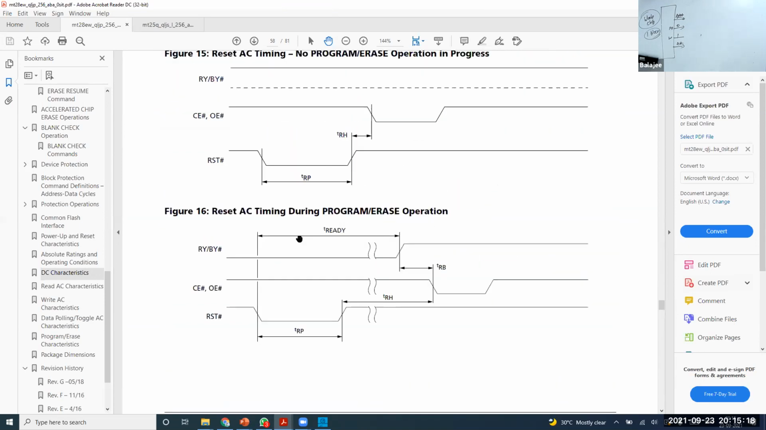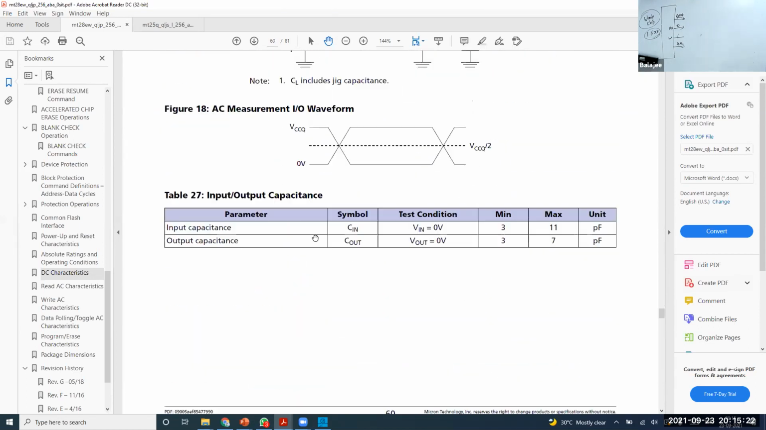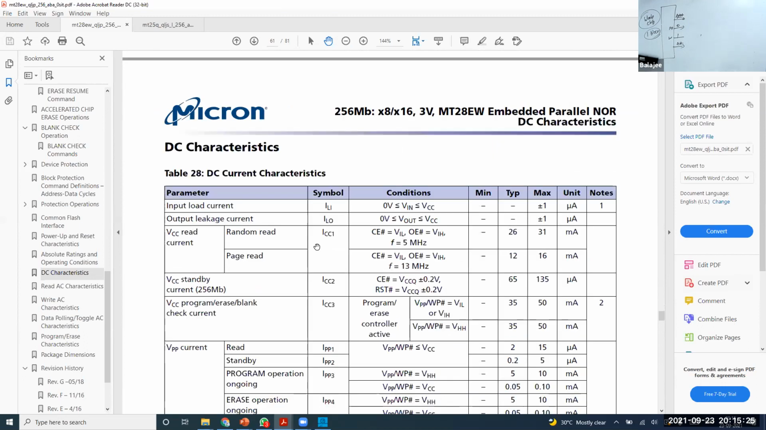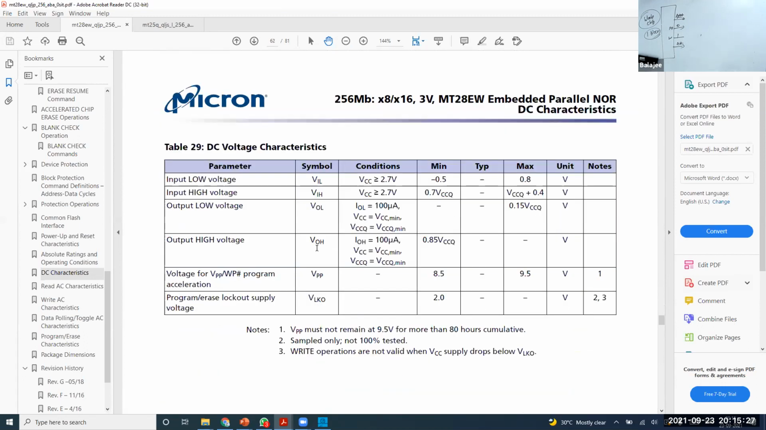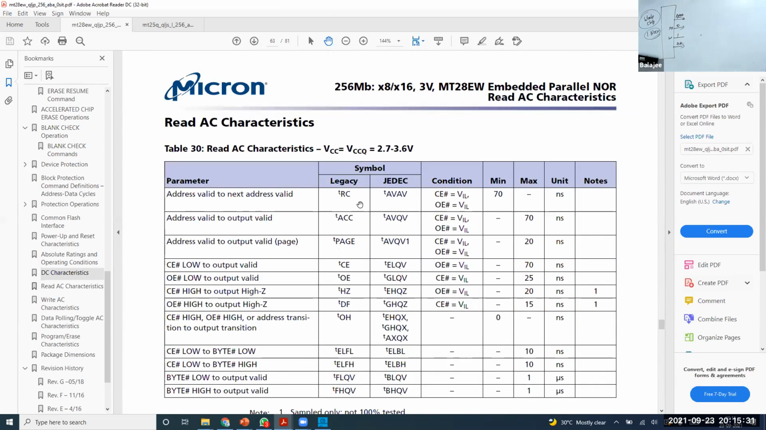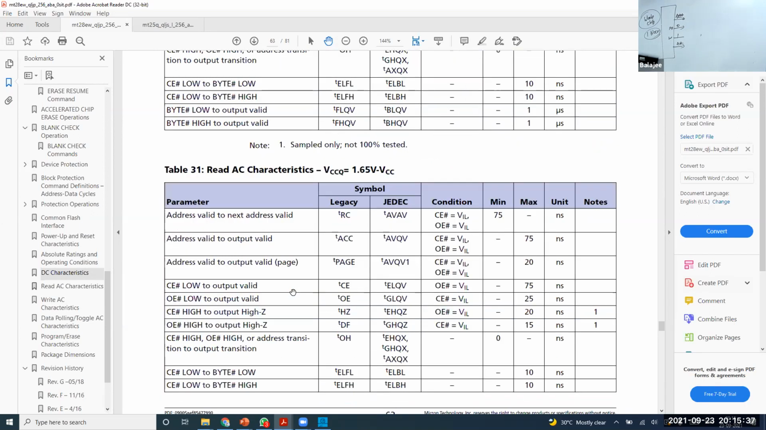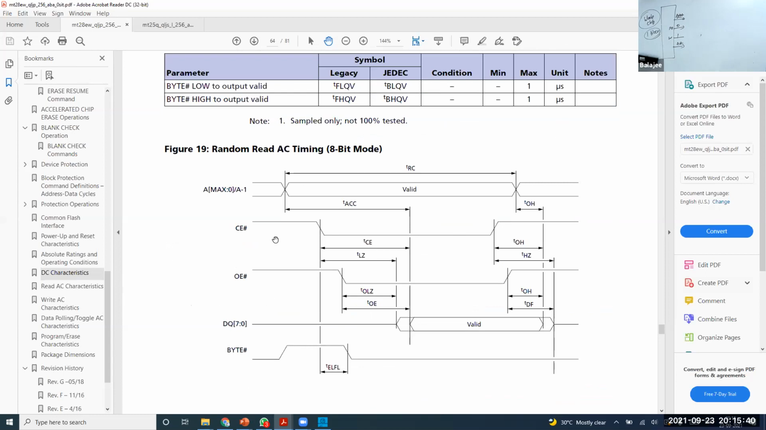And this, we have seen the timing diagram. Am I right? We have seen the timing diagram. We have seen DC characteristics. We have seen AC characteristics. This is what we have seen, the timing: how much time each one takes. I showed you the clock diagram. Sorry, the timing diagram.